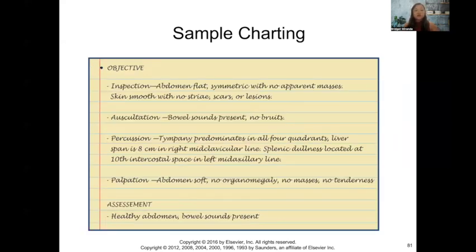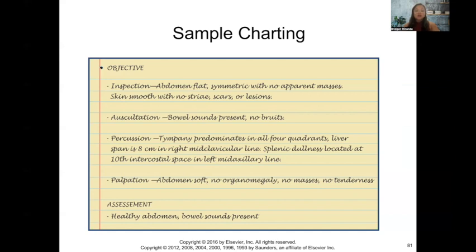Objectively, you're going to organize it: inspection, auscultation, percussion, and palpation. So inspection, the abdomen is flat, so it's addressing the contour. It's symmetric with no apparent masses, skin is smooth, no striae, scars, or lesions. You can also add no abdominal appliances, like drains, surgical scars, etc. And then auscultation, bowel sounds are present. I would also add in all 4 quadrants, no signs of bruit.